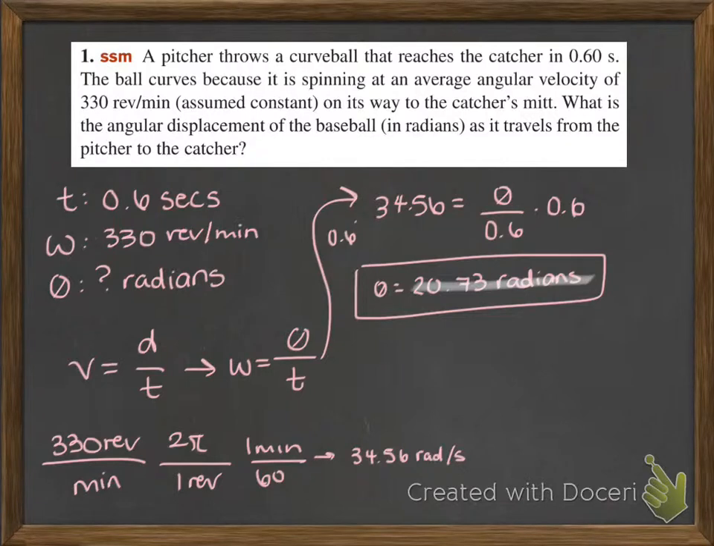Okay, now let's look at a real-life problem. If a pitcher throws a curveball that reaches the catcher in 0.6 seconds, and the ball curves because it's spinning at an average angular velocity of 330 revolutions per minute, there's one of the units, revolutions per minute.